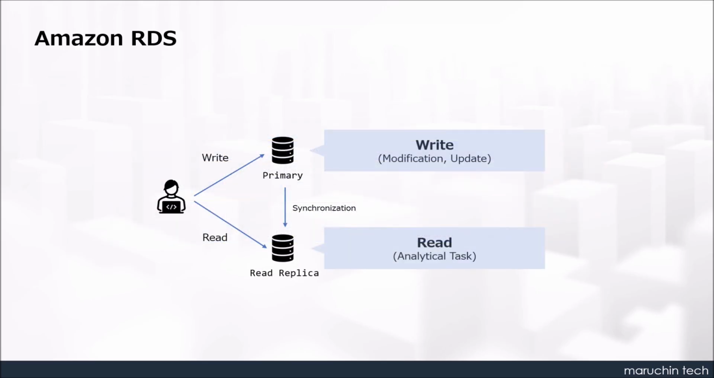In RDS, you can create a primary database and read replicas. The primary database handles general write and read operations, while read replicas are specialized for read processing. In the context of our hands-on exercises, heavy load queries, such as recursive queries, should be executed against the read replica to avoid impacting the main database.